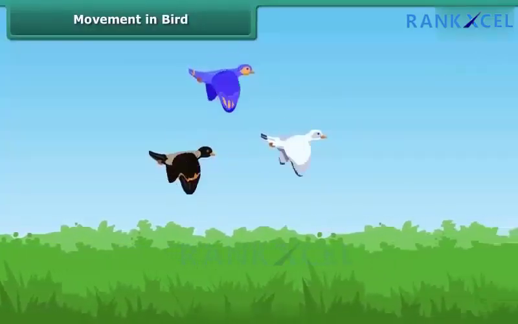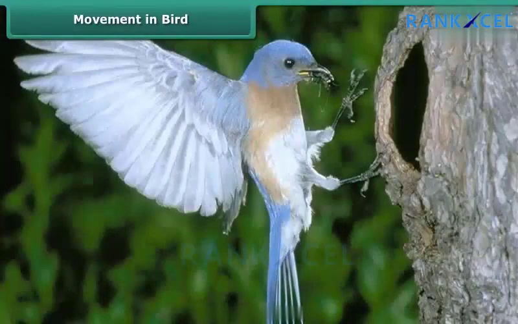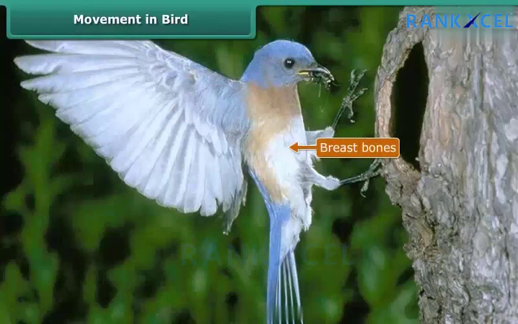Movement in bird. A bird has a body best suited for flying. Its wings are actually modified forelimbs. Birds can fly easily with the help of these bony forelimbs. Birds have light and hollow bones. The breast bones hold the muscles of flight that help them to flutter their wings.